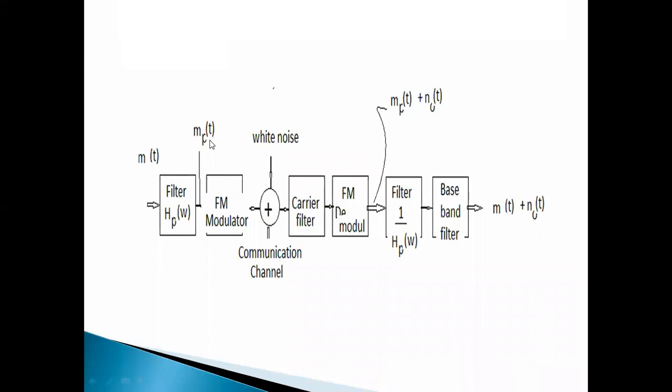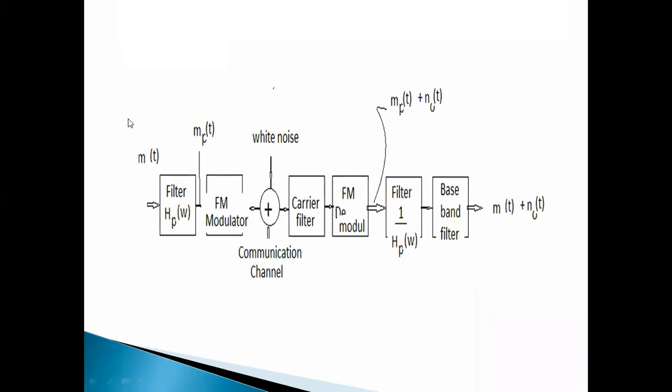MP of t is the notation after filtering. After using the transfer function HP of omega, the M of t signal is converted into the MP of t signal. Here the level of the signal has to be improved. So M of t is the baseband signal, and the baseband signal level is enhanced by using the filter. So MP of t is a level improved signal.